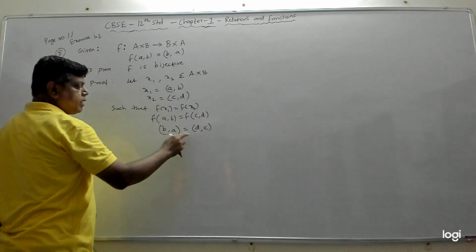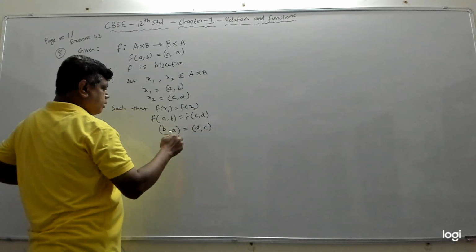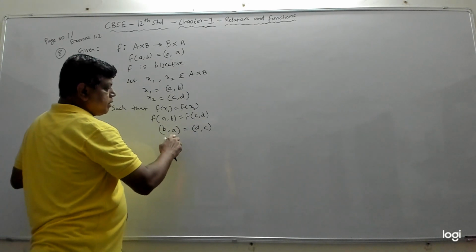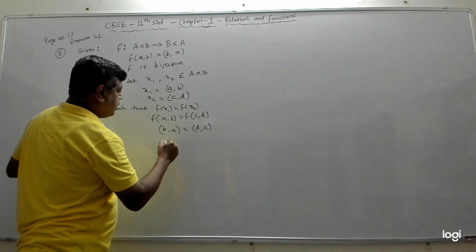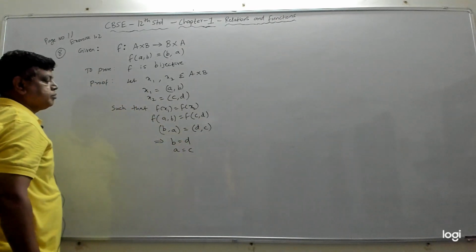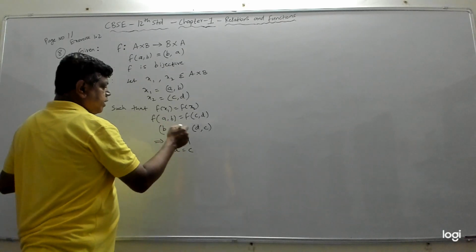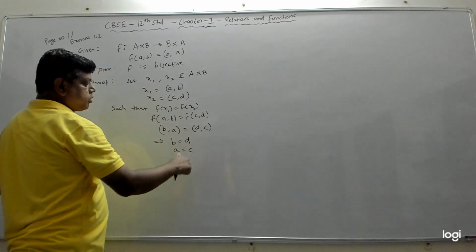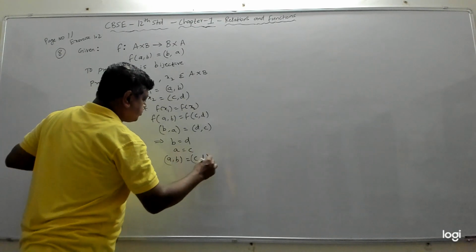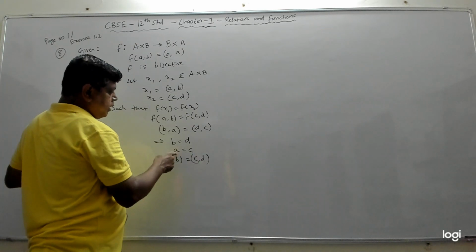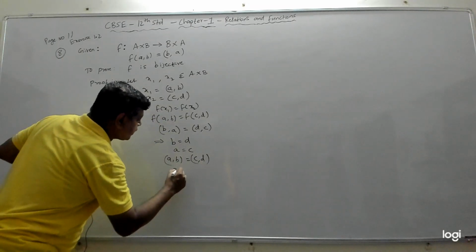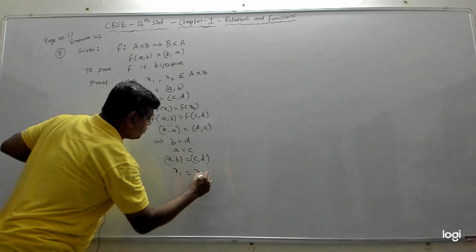Now again, when two ordered pairs are equal, the first element will be equal to the first element, and the second element in the ordered pair will be equal to the second element. So this implies b should be equal to d and a should be equal to c. When two ordered pairs are equal, then their elements in the corresponding positions are equal. Now this means (a, b) will be equal to (c, d), because a is c, b is d. But what is (a, b)? That is x1. What is (c, d)? That is x2. So we have proved x1 equal to x2.